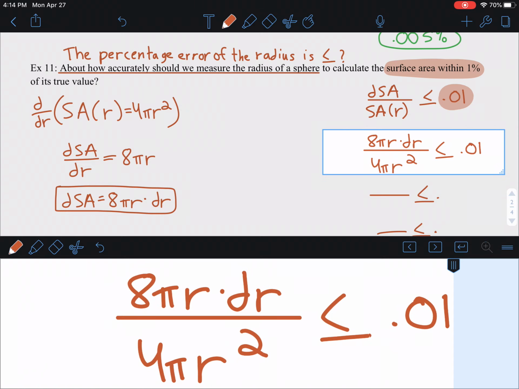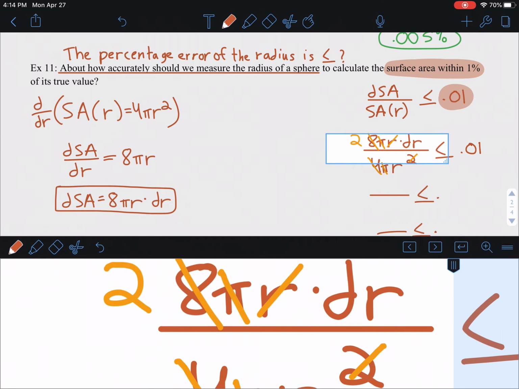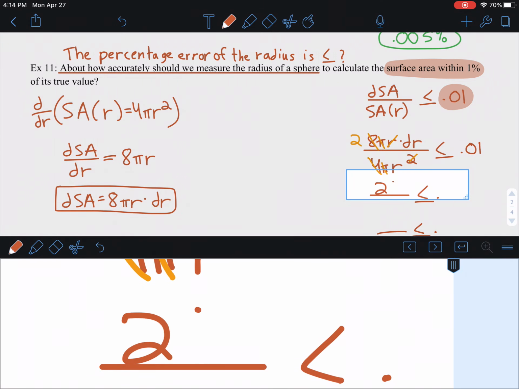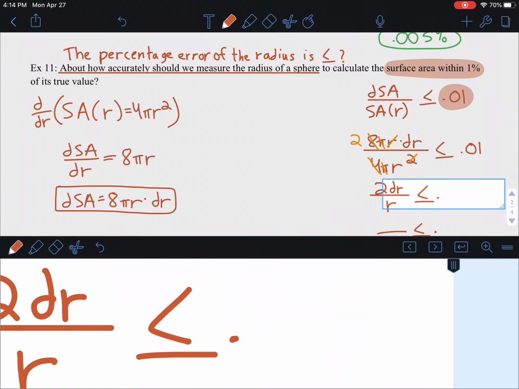Okay? And so now I'm going to do just what I did at the end of the last question. I'm going to simplify this fraction a little bit. 8 divided by 4 is again 2. Pi's will cancel. r in the numerator cancels with one of the r's in the denominator, and so I get 2 dr divided by r is less than or equal to 0.01.